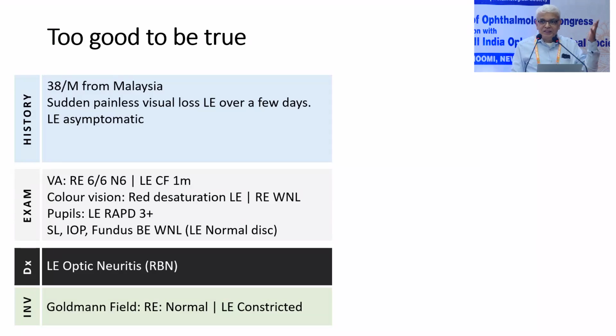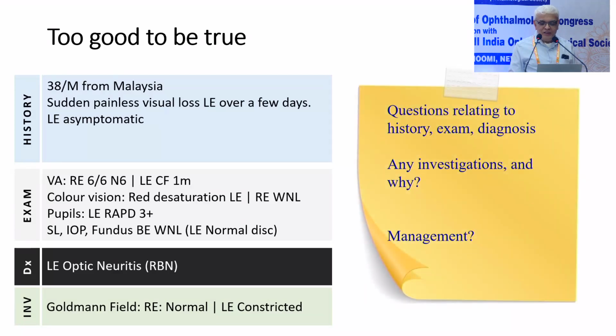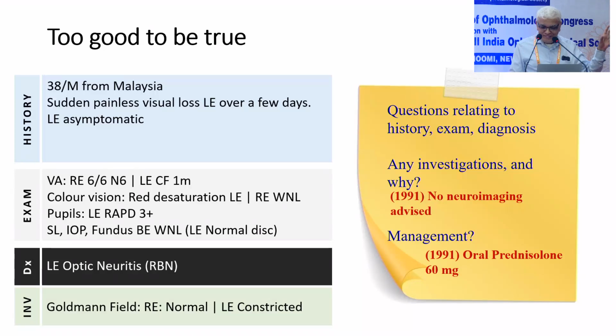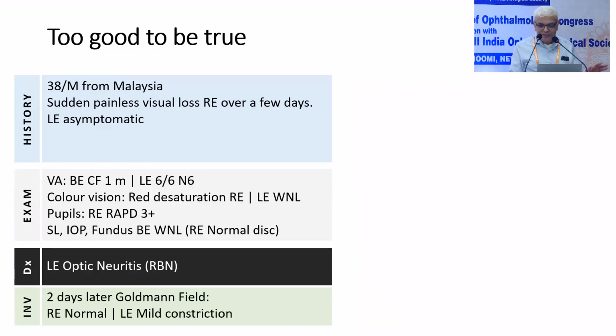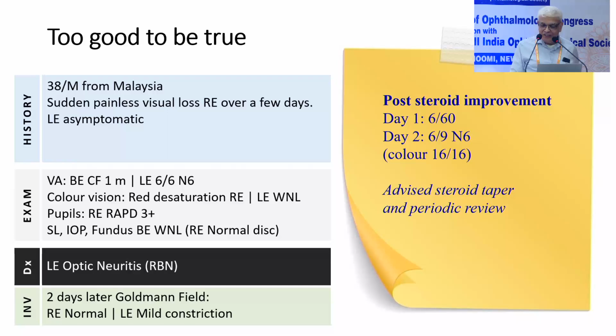In those days, this was before ONTT, so oral steroids were given. Oral steroids, very, very happy. Okay, no neuroimaging those days. We just used to wait and see, and oral steroids were given, and then his vision improved very, very nicely. And we told him, you taper the steroids and come for the review. So he used to go back home to Malaysia and come once in 6 months or so.